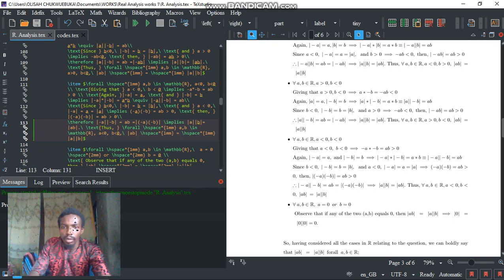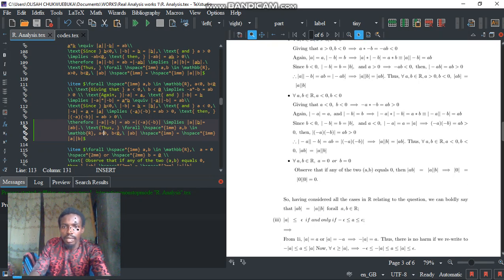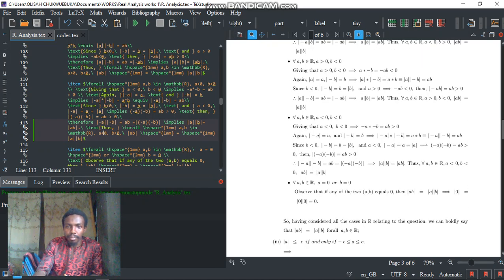So now the last case here says when any of them equals 0. So find out when you multiply 0 by any number in this world, it's going to return 0. So definitely it's going to give you what? 0. So now absolute value of AB is equals to absolute value of A, absolute value of B.